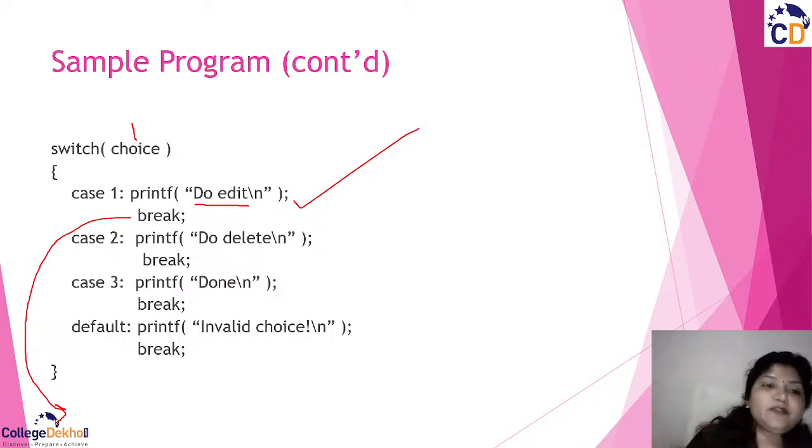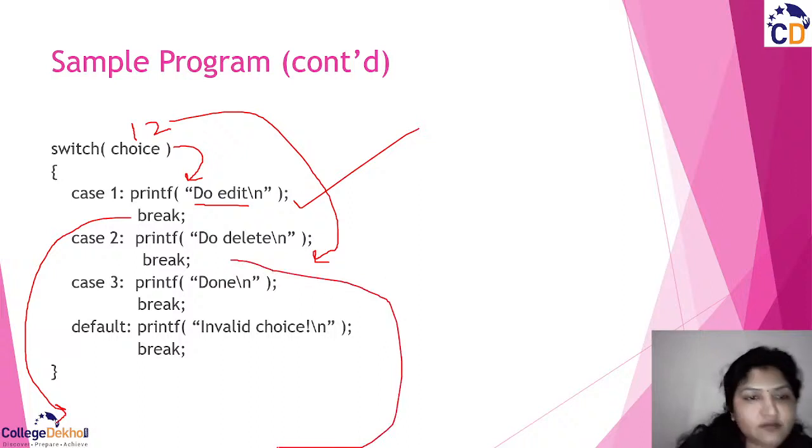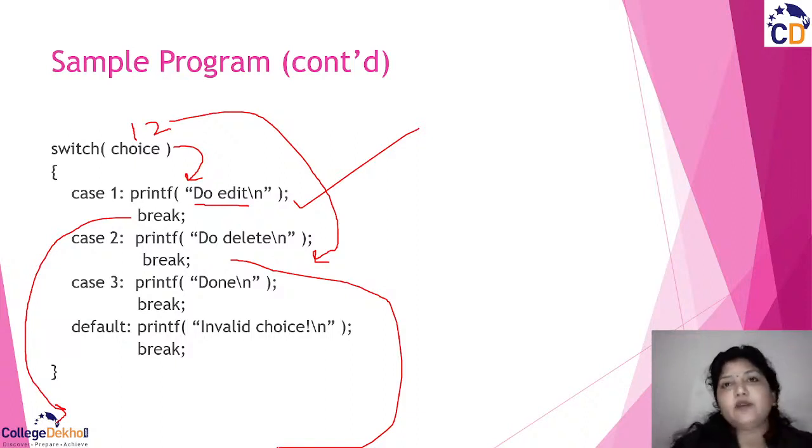So if your choice is 1, then it directly jumps to this case, right, and prints this statement and comes out of this switch case. And if your choice is suppose 2, then you can directly jump to the second case and just print "do delete" and just come out of this condition, that is the break statement you are going to use. So this is basically how it works, right? So we have only three cases, 1, 2 and 3.